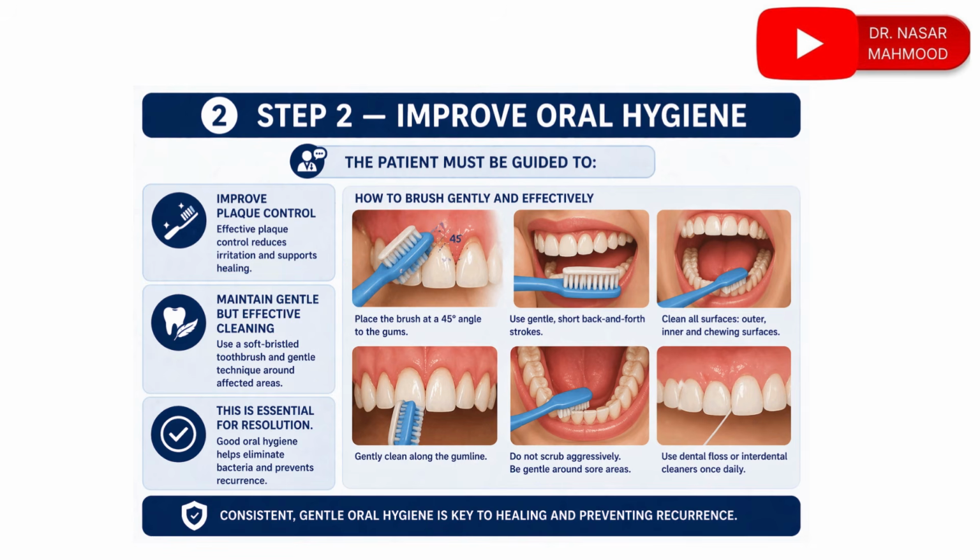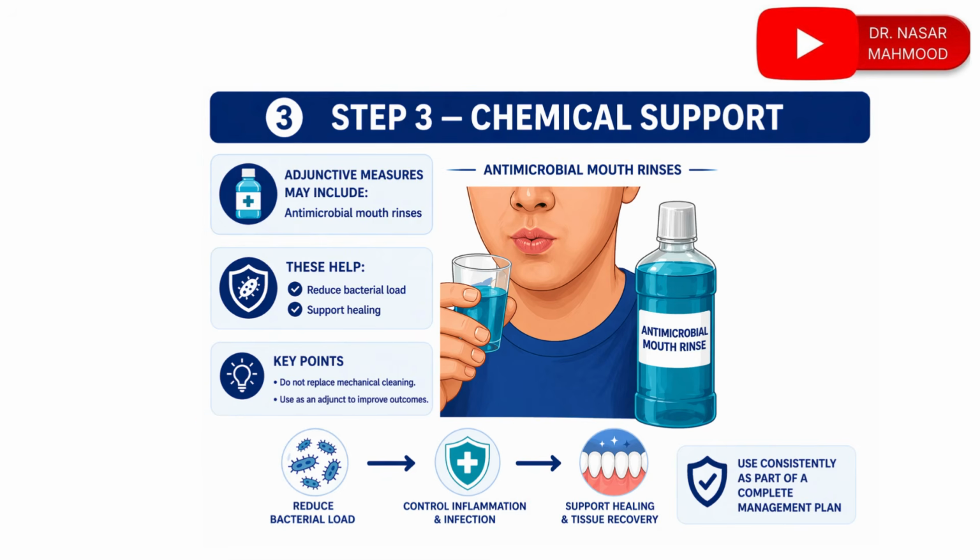Step 2. Improve oral hygiene. The patient must be guided to improve plaque control and maintain gentle but effective cleaning. This is essential for the resolution. Step 3. Chemical support. Adjunctive measures may include antimicrobial mouth rinses. Now, these help reduce the bacterial load and support healing.